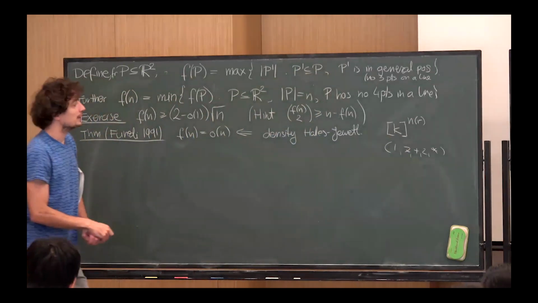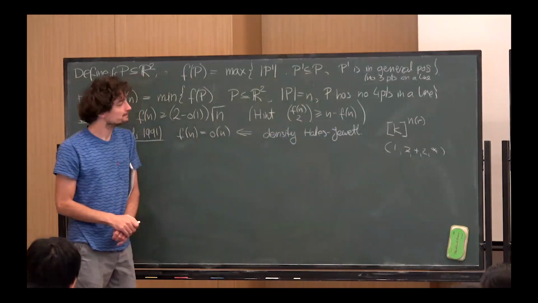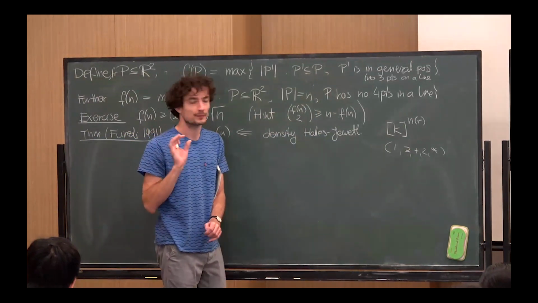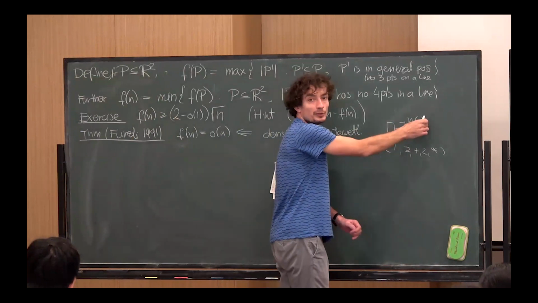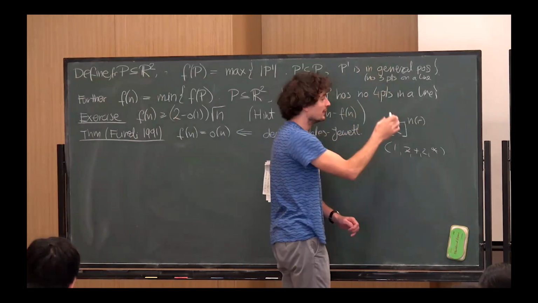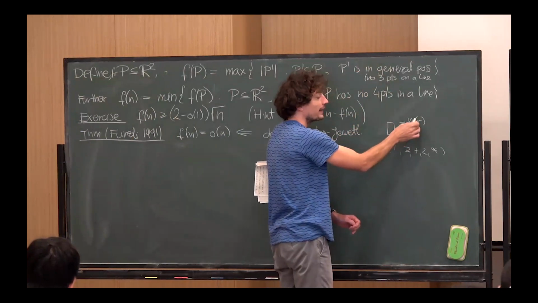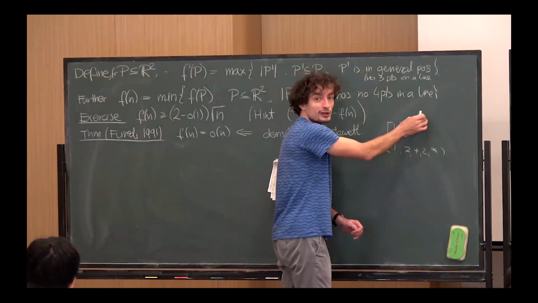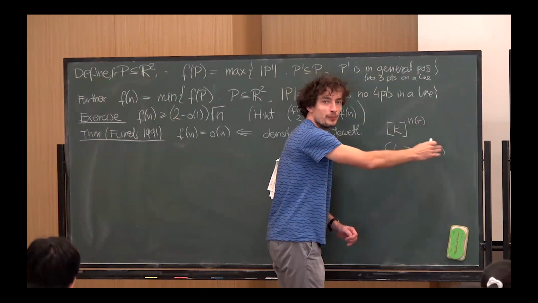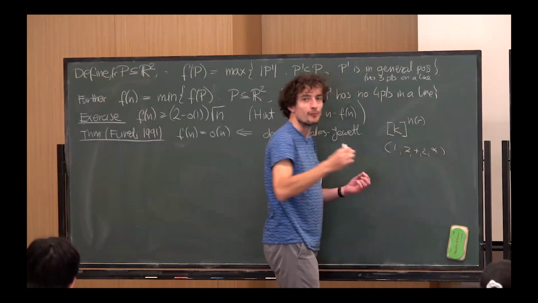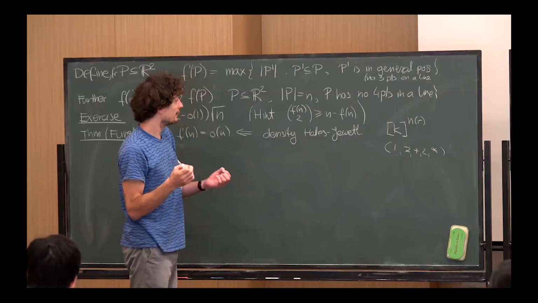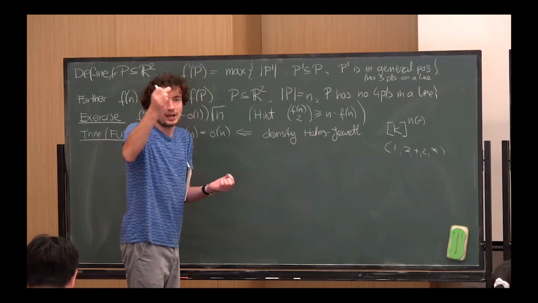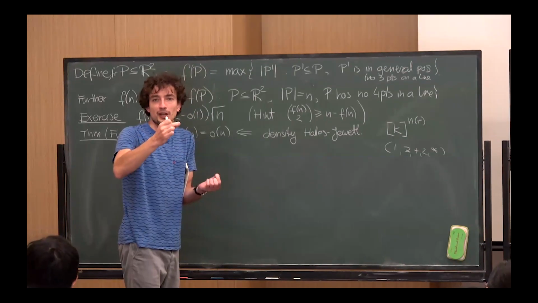Now, how does it imply this bound? I will take k equals 3 and r will be some very large number. So now if I keep a 1 over k r proportion of this 3 to the n, then I will find a combinatorial line. A combinatorial line is a particular geometric line which contains 3 points.